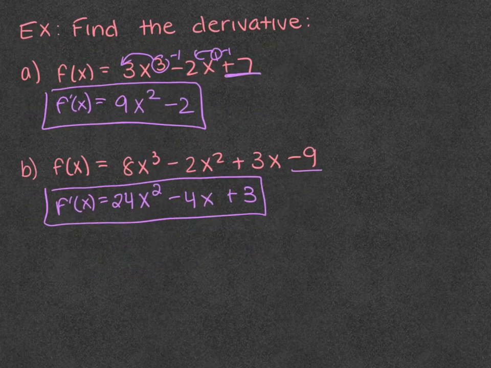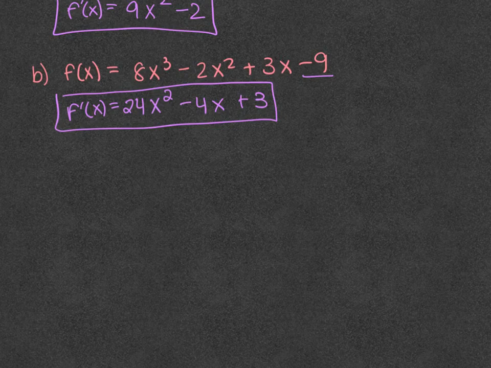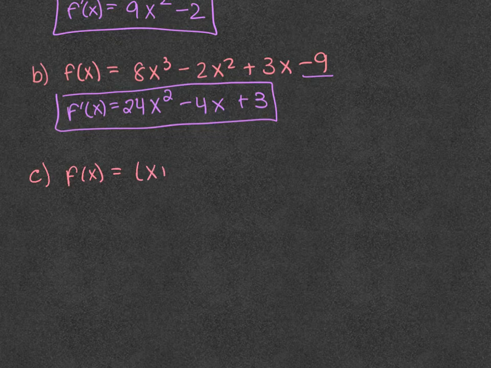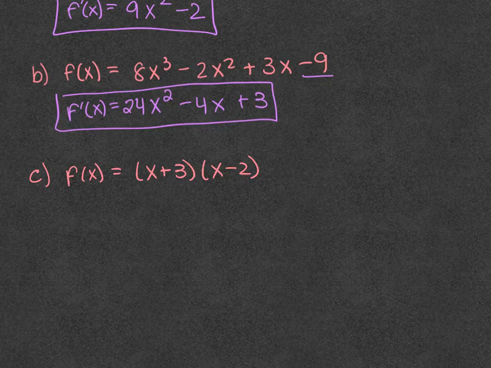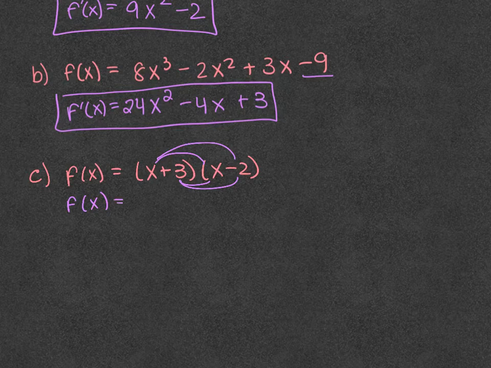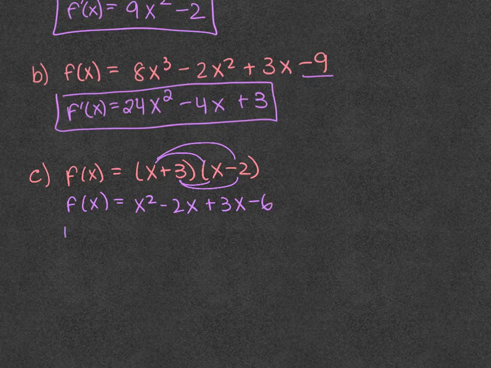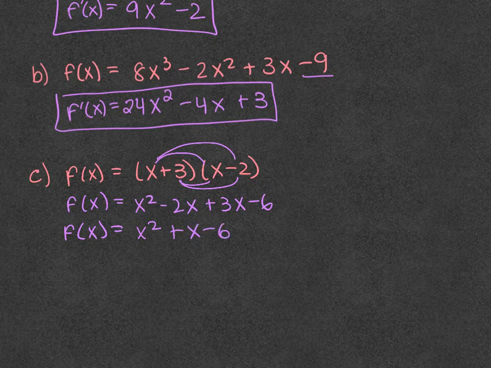All right, sometimes these are not going to look so simple. So let's say we have one where f of x equals x plus 3 times x minus 2. So right now, I don't have terms separated out. Right now we have factors. So the first thing we need to do is go ahead and FOIL this whole thing out. So we would have f of x equals x squared minus 2x plus 3x minus 6. And then, of course, combining like terms, x squared plus x minus 6.